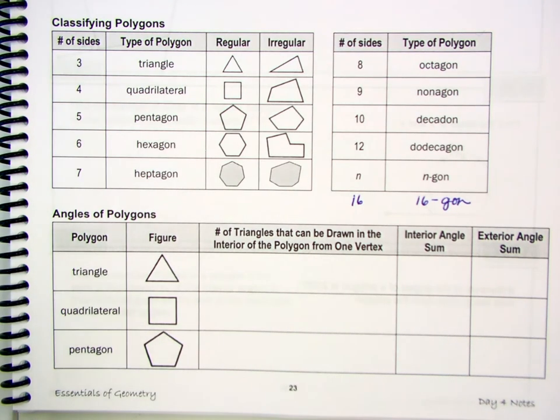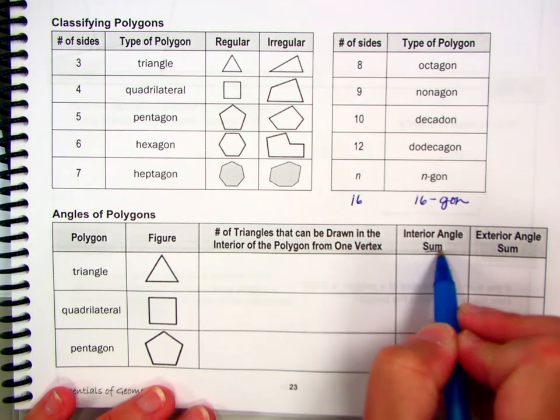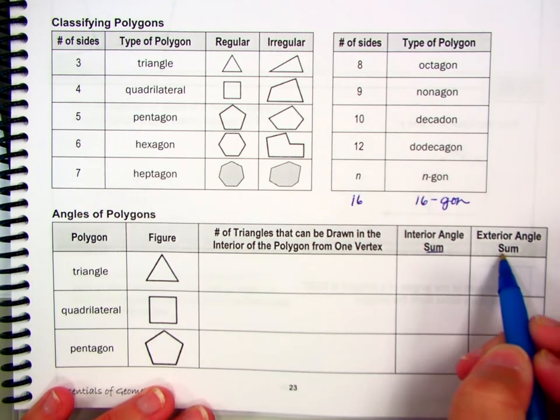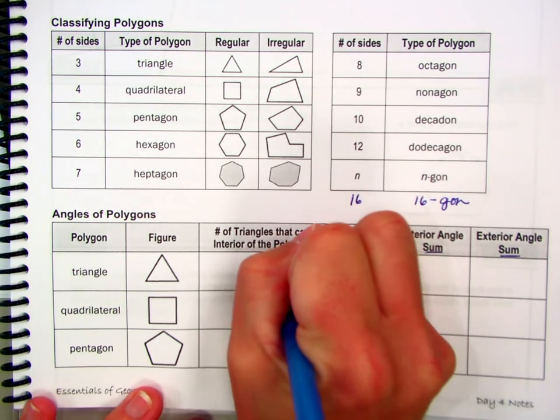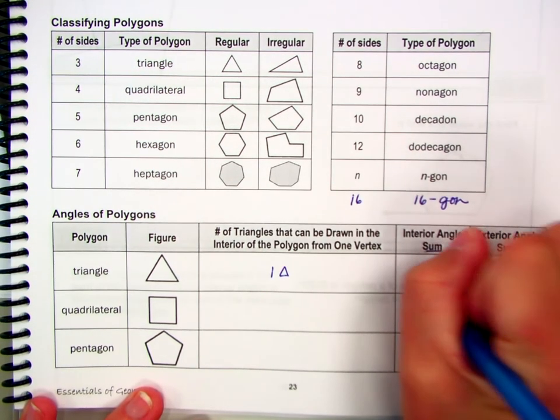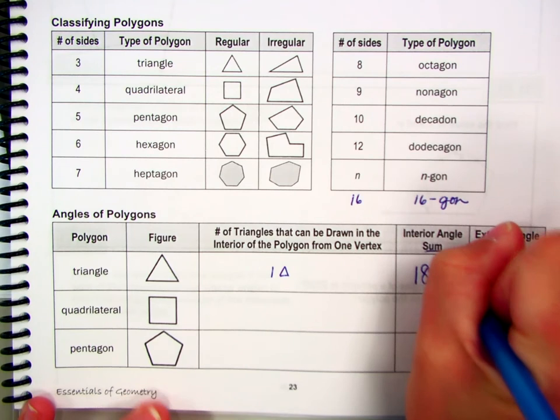Okay? So when we look at the angles of a polygon, looking at those regular versus irregular, because all the angles have to be the same, we determine what all of them add up to, so the interior angle sum, and what all the exterior angles add up to, by drawing diagonals to create triangles. Because we all know that a triangle has an interior angle sum of 180 degrees.